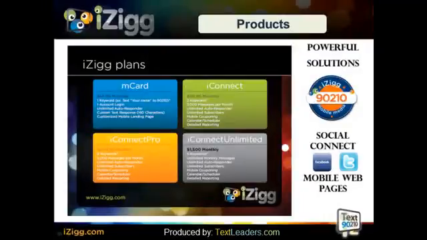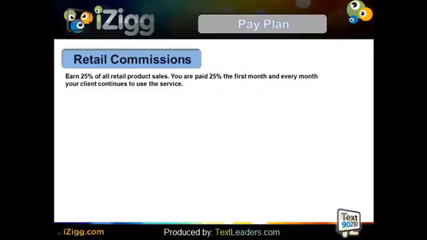We had a look in the last video at all of our retail products, starting anywhere from $14.95 a month all the way up to $1,500 a month. And these are powerful solutions with no setup fees, no cancellation fees for businesses. So our pay plan starts out with the retail product sales. You earn 25% of all retail products sold. You're paid 25% that first month they use it, and every month that your client continues to use your service. So the more valuable their databases get, the less likely they are to leave you.